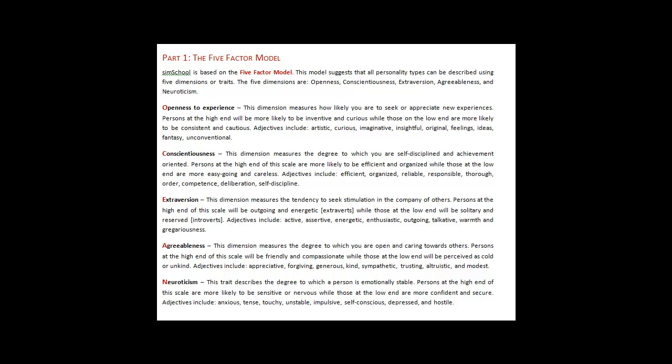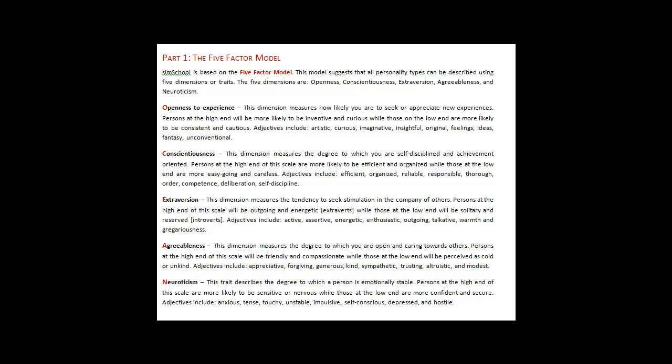Okay, this is my very, very brief introduction to the five-factor model. simSchool is, of course, based on the five-factor model, and it's a model that suggests that all personality types can be described using 5 dimensions or traits, and those are, briefly, openness, conscientiousness, extroversion, agreeableness, and neuroticism.